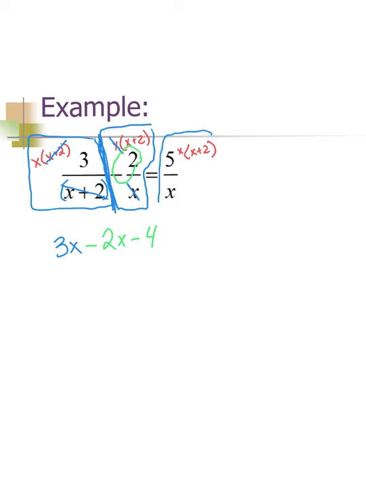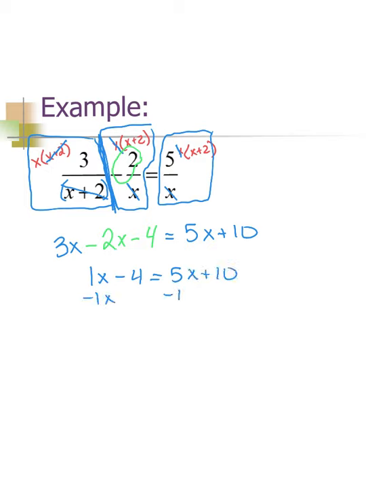And if I look at my third fraction here, I can reduce the x's, and I'm left with 5, and I'm distributing 5x plus 10. So on the left side, 3x minus 2x is 1x minus 4 equals 5x plus 10. I'm going to move the x's to one side. And then I'm going to move my numbers to the opposite side.